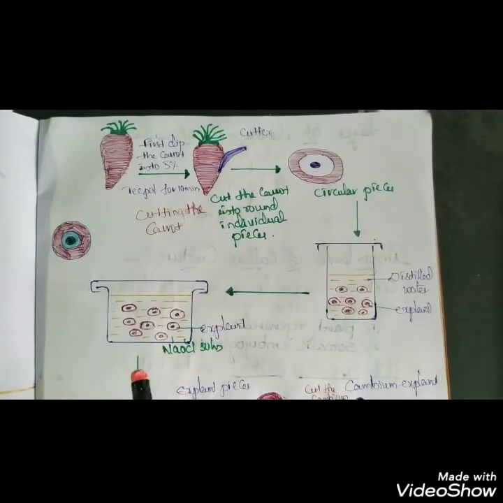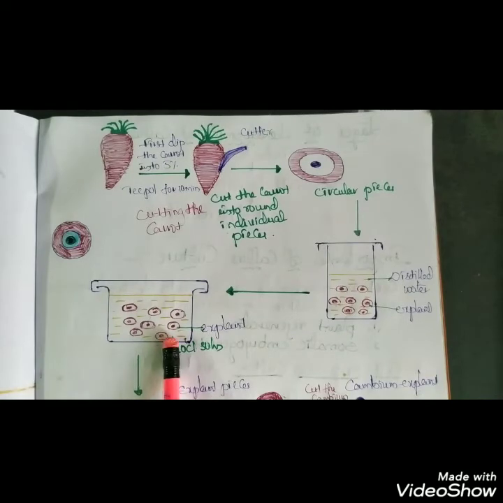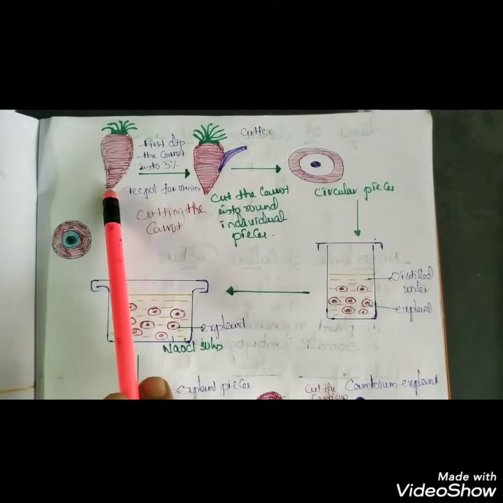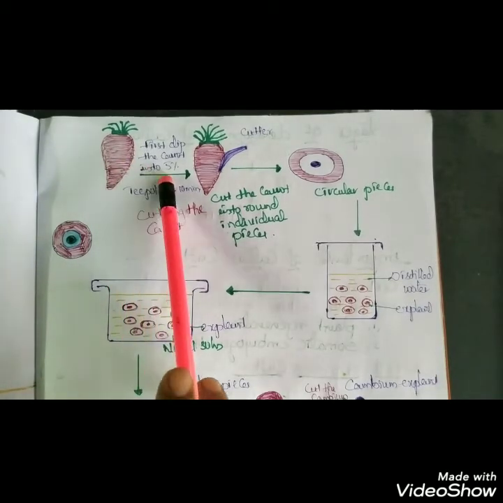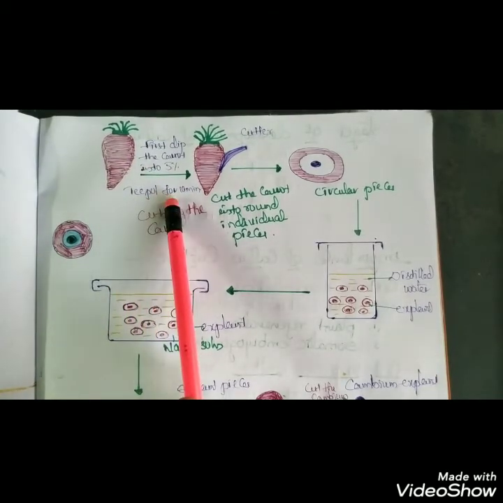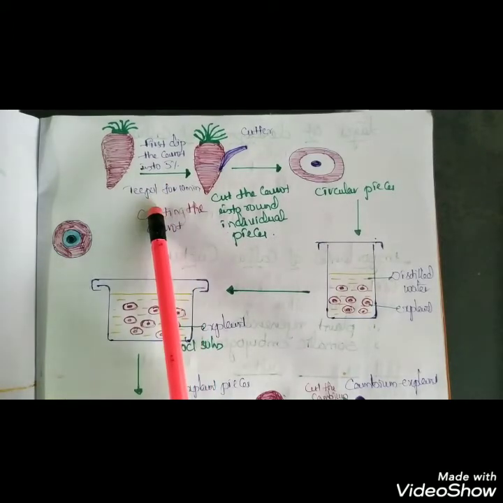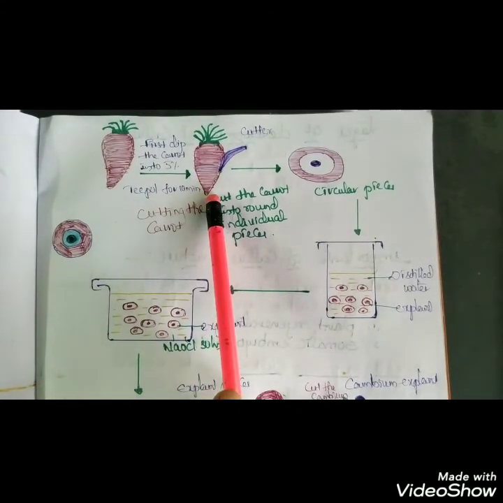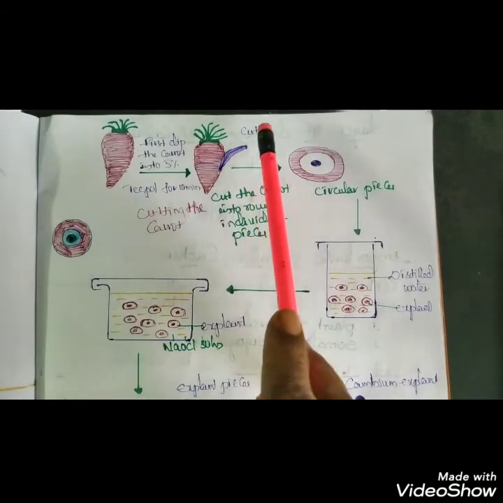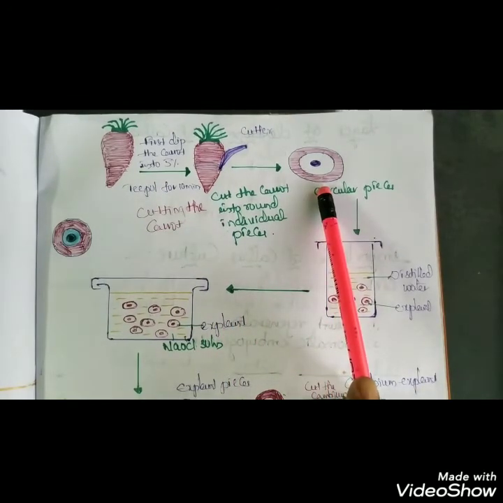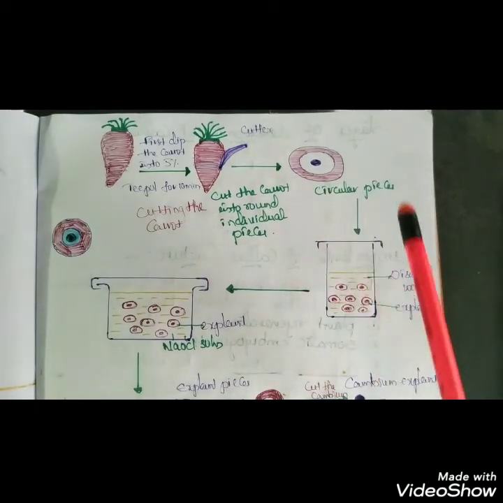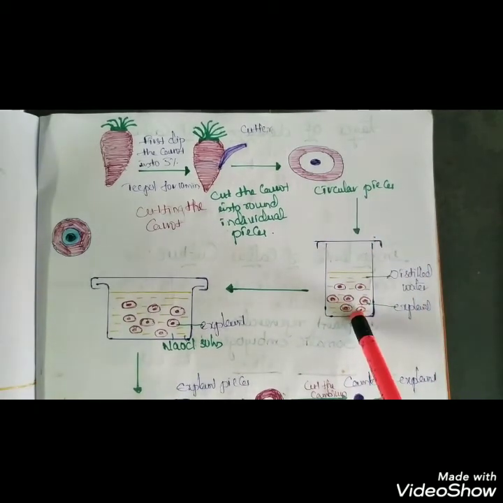Let's see the procedure for callus culture diagrammatically. Here, first we have to take taproot of carrot, and the carrot is then dipped in 5% T-Pol solution for about 10 minutes. Then the carrot is cut into small pieces of circular shape using a cutter. As a result, we will get several circular pieces of carrot, which are then dipped in distilled water and they are washed using distilled water.